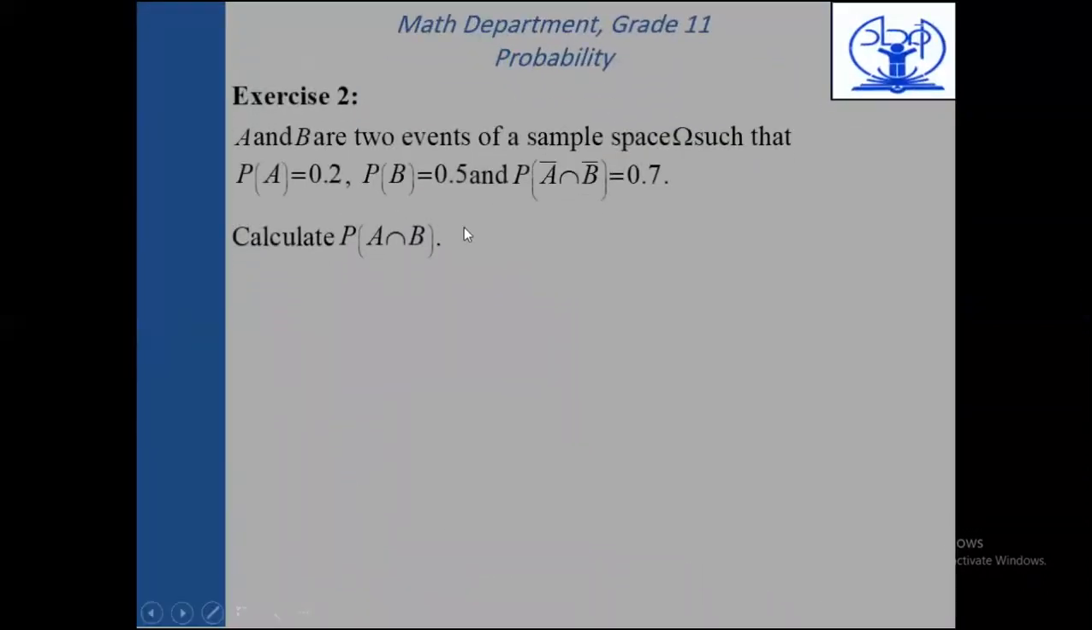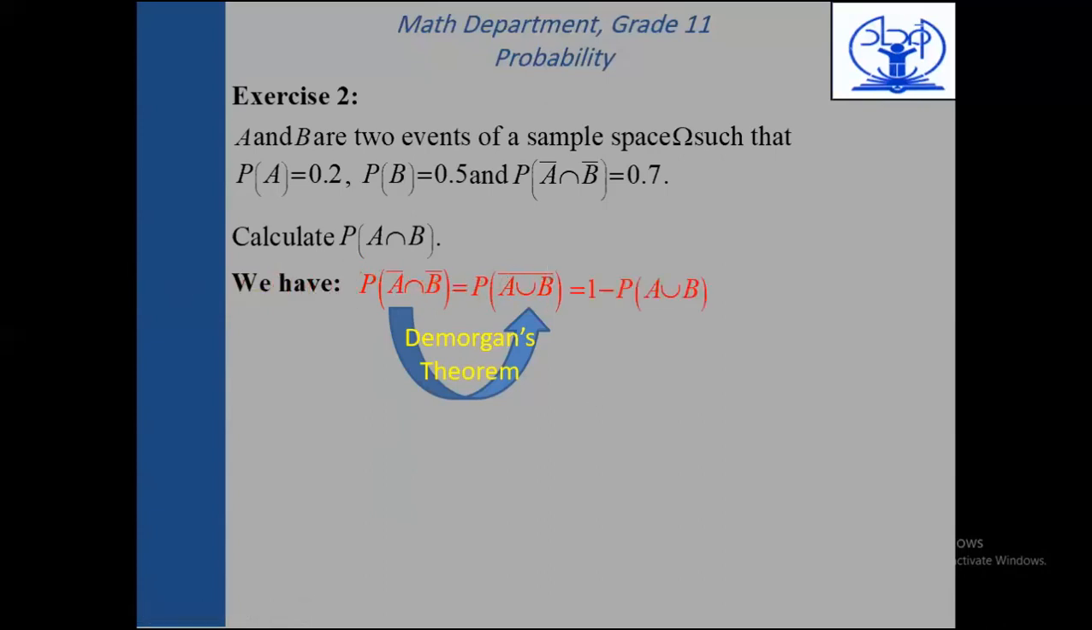Exercise 2. A and B are 2 events of a sample space omega such that the probability of A is 0.2, the probability of B is 0.5, and the probability of A bar intersection B bar is 0.7. Calculate the probability of A intersection B. Here you must shift to the use of formulas. First, the probability of A bar intersection B bar is, using De Morgan's theorem, the probability of A union B all bar, which is 1 minus the probability of A union B. But this is given as 0.7. So equating 0.7 to that, you can get the probability of A union B to be 0.3.